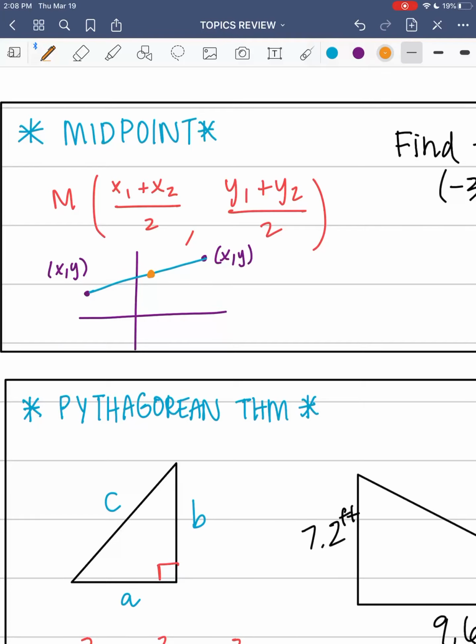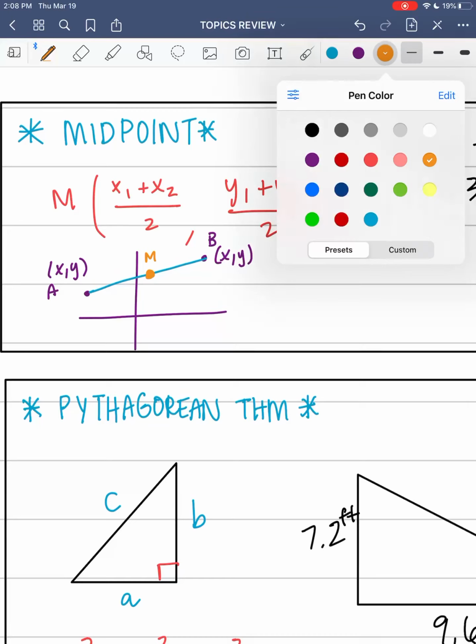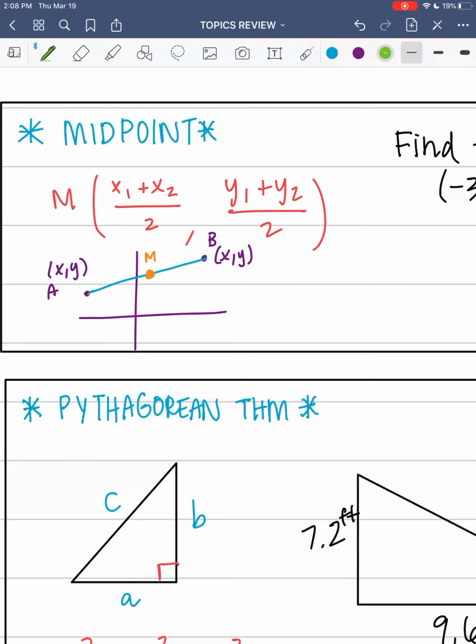Does that look like it might be in the middle? Yeah, looks pretty close. We could call it M for middle. Maybe these outside ones are called point A and point B. Okay, how would we get the x and y for this middle point? Well, the side to side is going to be the exact middle of the x's on the side.